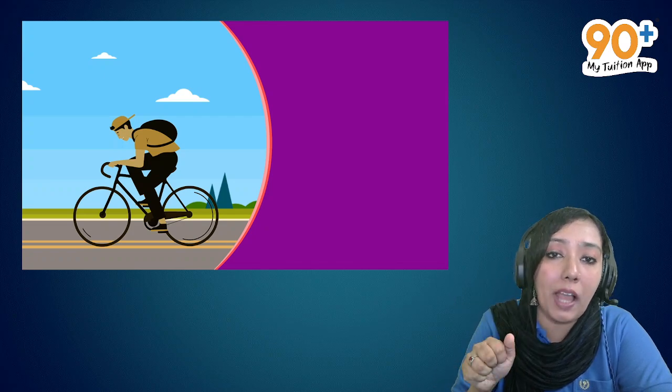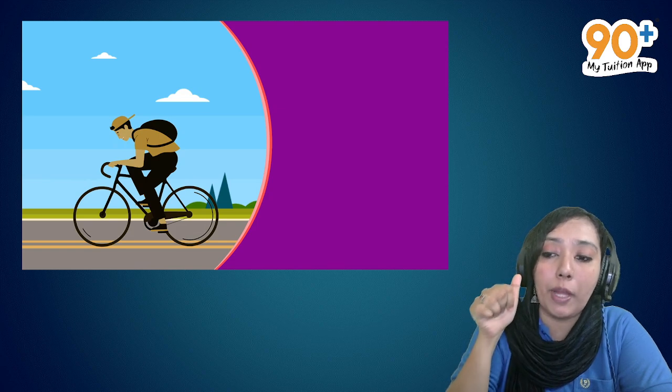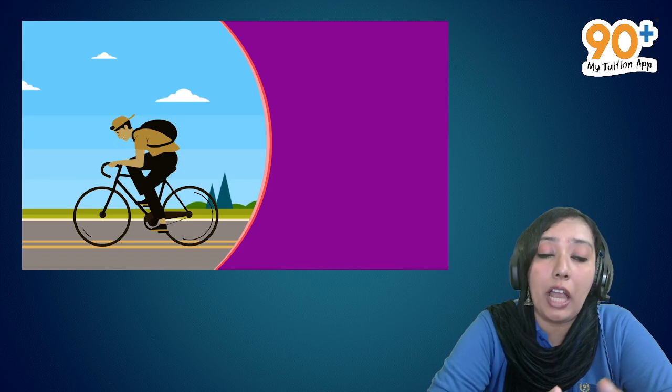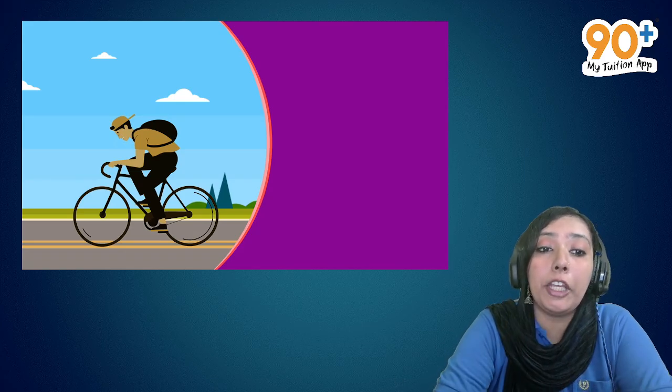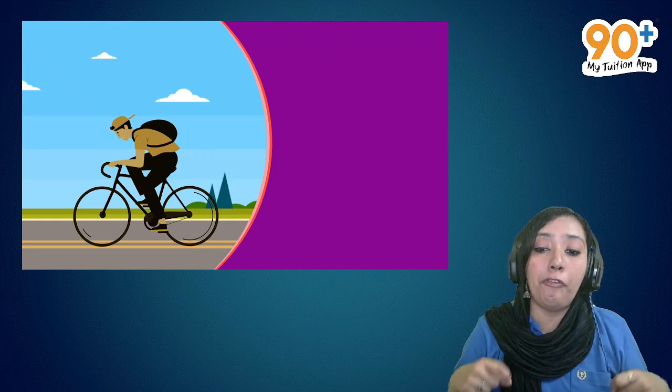No. We should apply what? We should apply on the pedal what? Force. Very good. So force we need to apply. If you are applying force, it will move forward.